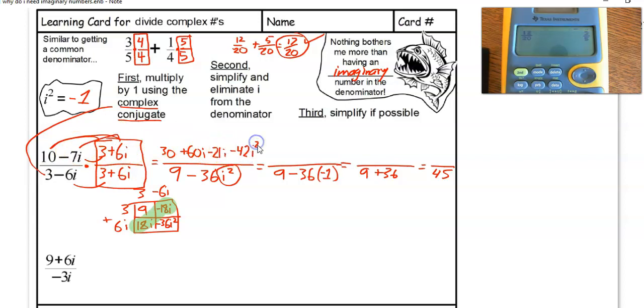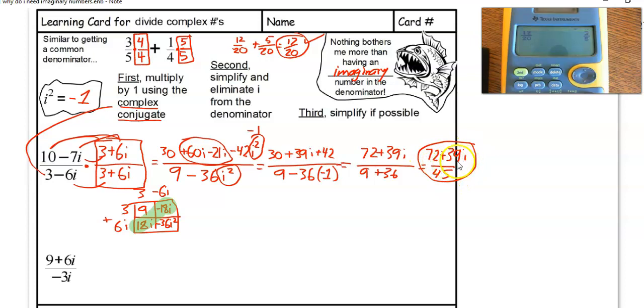42i squared. All right, so a couple things are going to go on here. I'm going to combine my like terms. So I got 30, and I got plus 39i. That was 60i minus 21i. And then I'm going to replace i squared with negative 1, and that's negative 1 times negative 42, or plus 42. I'm going to do a little rearranging and combining. 30 and 42, that's 72 plus 39i.